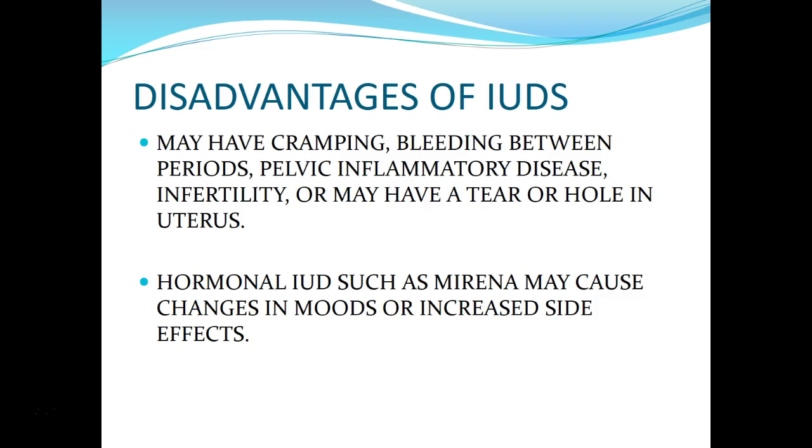So what are the disadvantages of IUDs? A lot of people have cramping or bleeding in between their periods. If it gets infected, they can end up with pelvic inflammatory disease, which can cause other issues. Some people can end up infertile, or it can migrate, and they might end up with a tear or a hole in their uterus, which is a whole other terrible issue. Hormonal IUDs, such as the Mirena, can also cause changes in moods, or it can have increased side effects as well.